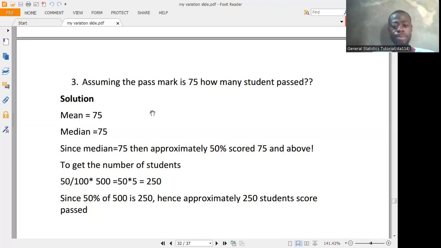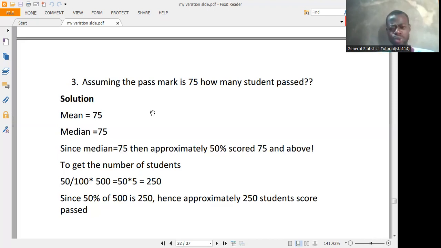So in that case, the median being 75 is telling me that 75% of the students are going to score 75 and above, while 75 of them are likely to score below. Sorry, 50% rather. In that case, 50% score 75 and above. So I can actually use that to make my interpretation. I already know how much I'm going to have.